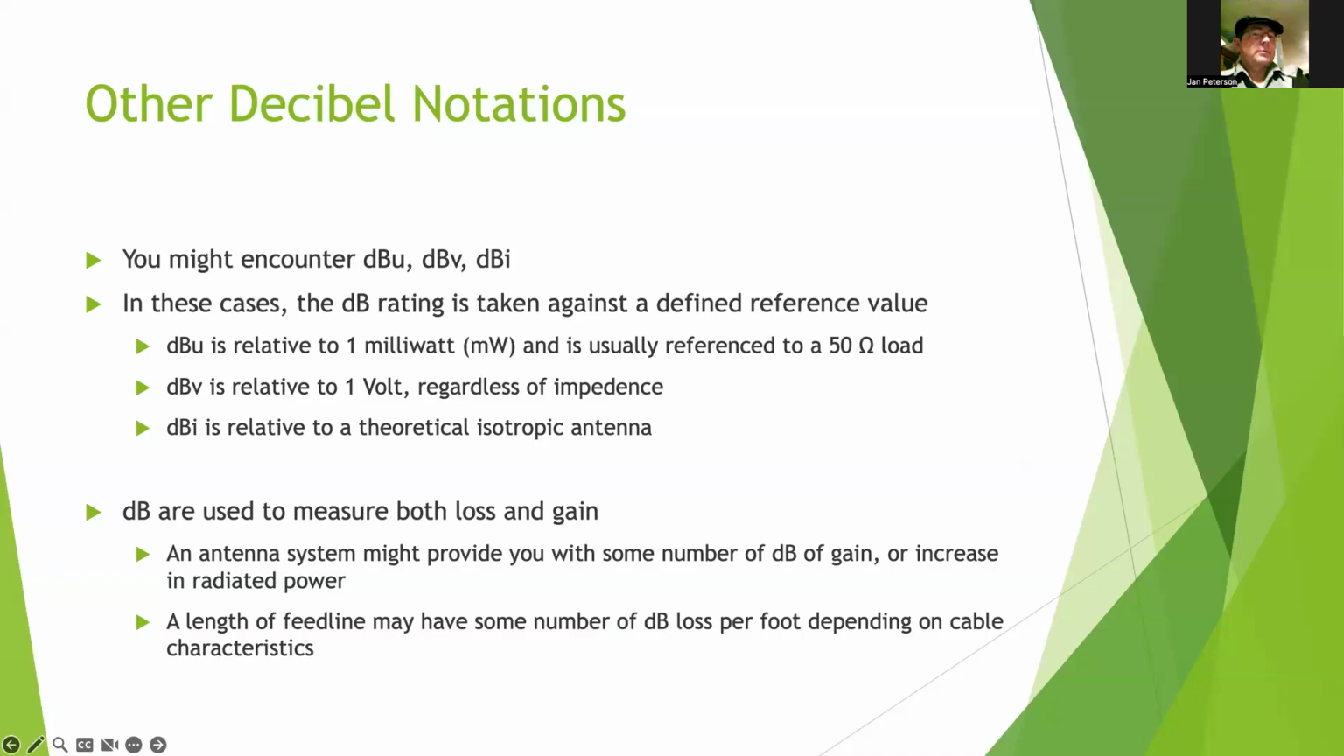Does anybody know what an isotropic antenna is? An isotropic antenna is a theoretical antenna that radiates exactly equally in all directions. So you're not going to really find one of those in real life. Imagine if you could stick a ball on the end of your coax and that ball was your antenna and it was radiating in all directions. That would be the closest you could really get to it.